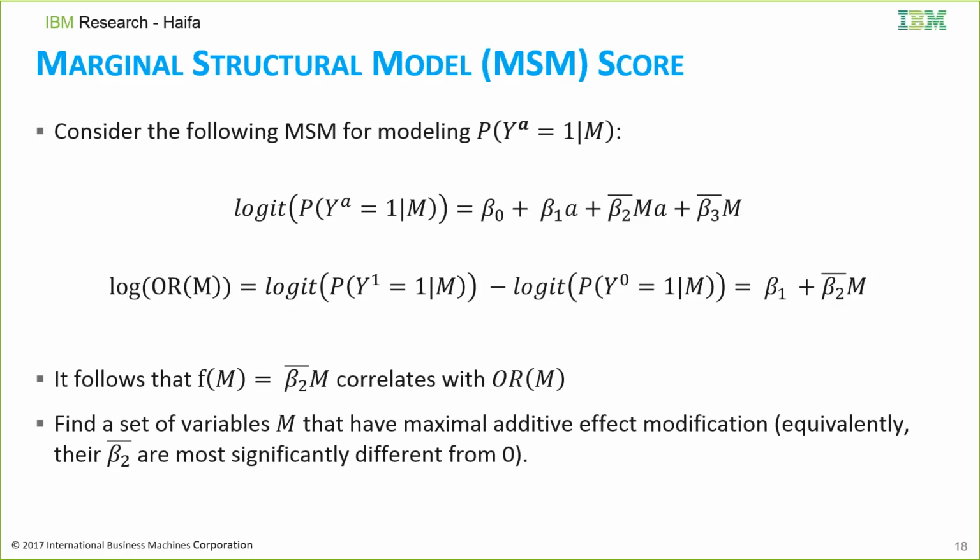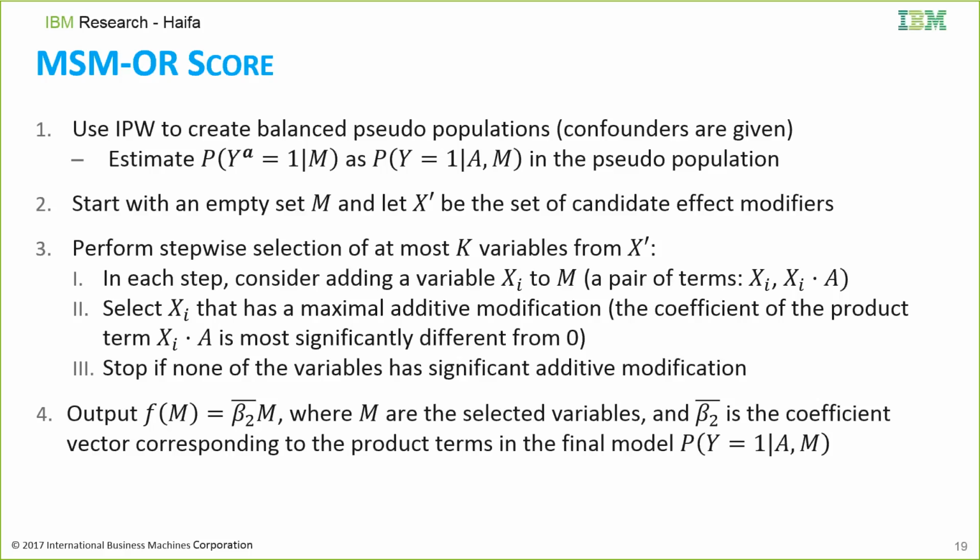So what we would like to do is find a set of variables M that have maximal modification effects and include these in the function. So how do we go about doing this? We use inverse probability weighting to generate a balanced population for the treated and untreated, or treatment 1 and treatment 0.